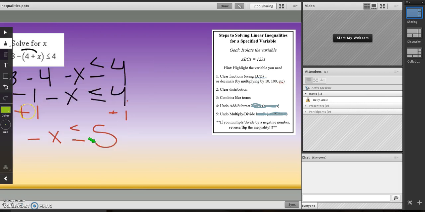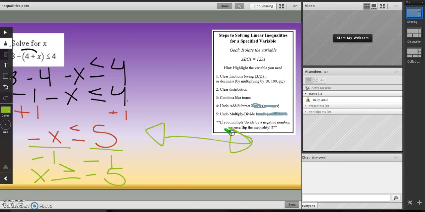Now that x has a negative sign, so I'm going to divide by negative 1. When I divide by negative 1, I'm going to flip the sign. You only flip the sign if you have to multiply or divide by negative 1. It is a fluke. All these problems I picked out as examples have it. 5 divided by negative 1 is a negative 5.